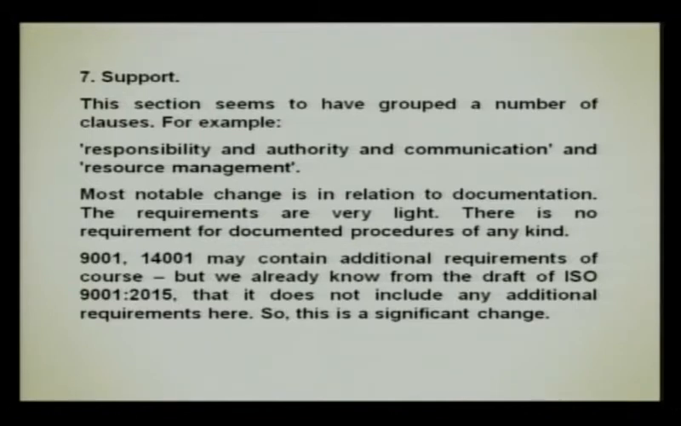9001 or 14001, the QMS or the EMS may contain additional requirements, of course. So, there is some amount of flexibility that is given to the individual technical committees to add requirements that are needed for a specific management system, but those will have to be justified to the ISO committee which looks into the common structure. We know from the ISO 9001 which is now available that it does not contain any additional requirements here. So, that is a significant change.